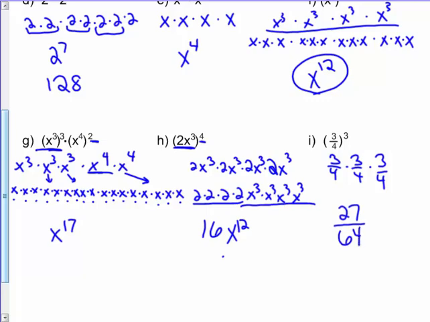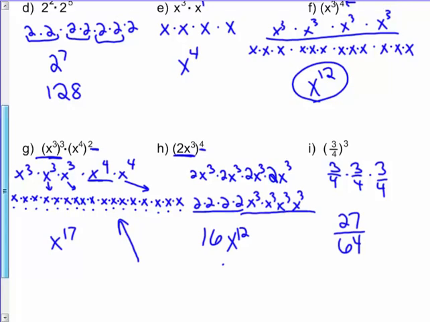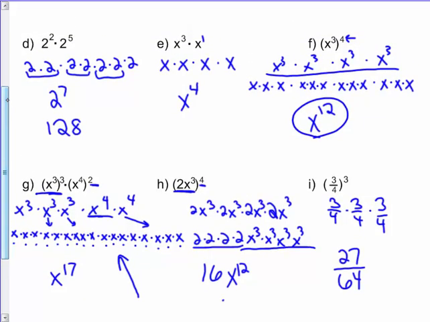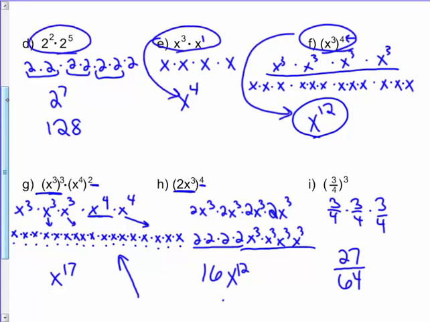That gives us 27 over 64. So, how can we shorten this stuff up? Because if I look at g here, having to write that out every time to get x to the 17th, that's a little tedious. And we want to be efficient in this. If I write out x to the third to the fourth, do I write out x to the third? What can I do to shorten some of these things up? That's what I'm trying to do here.